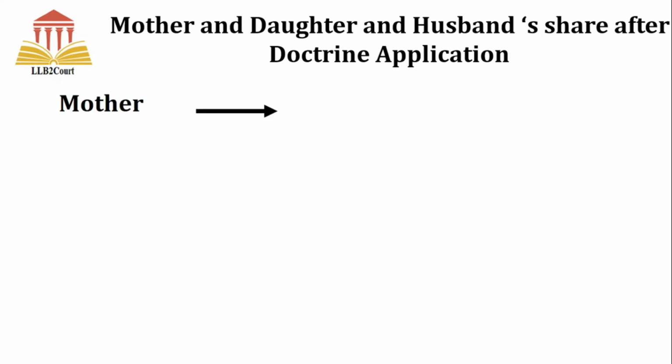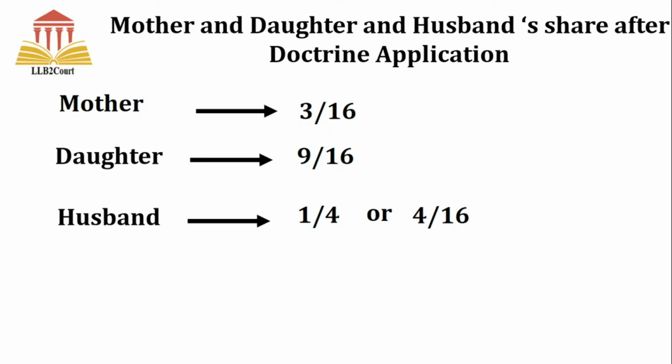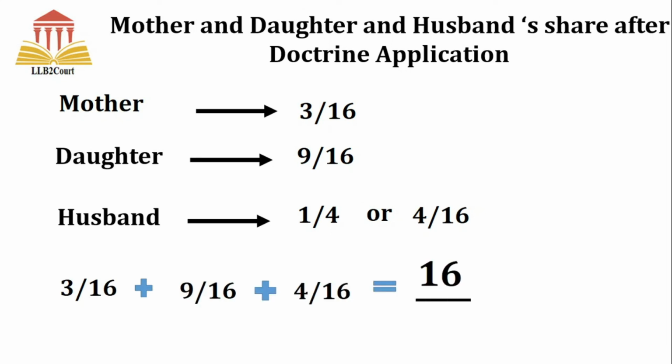So now the mother's share is 3 by 16, daughter's is 9 by 16, and husband's share is 1 by 4. In order to make all three sharers have the same denominator, 1 by 4 is 4 by 16. So 4 by 16 is 1 by 4 only. Since we need to make all the sharers have the same denominator, we are making the husband's 1 by 4 as 4 by 16. So if you sum it up, 3 by 16 plus 9 by 16 plus 4 by 16 equals 16 by 16, which is equal to 1. Now it is equal to 1. There is no residue left behind.